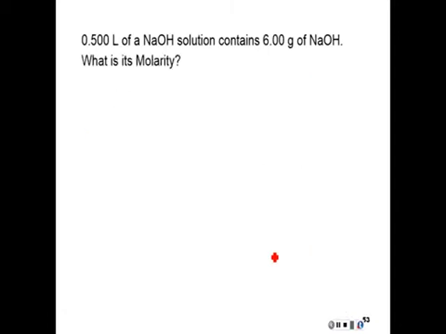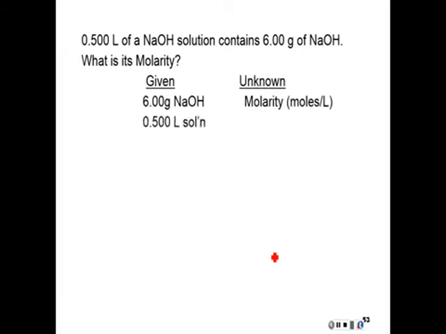So let's say we have a problem based on that. Let's say we have a half a liter of a sodium hydroxide solution, and we know that it contains 6 grams of sodium hydroxide, and we want to know what the molarity is. So copy out our given information. We have grams of sodium hydroxide, and we have 0.5 liters of solution. This is what we want: moles per liter. So we need moles, which we don't have yet. We're going to have to get that. And we need liters, and we have that.